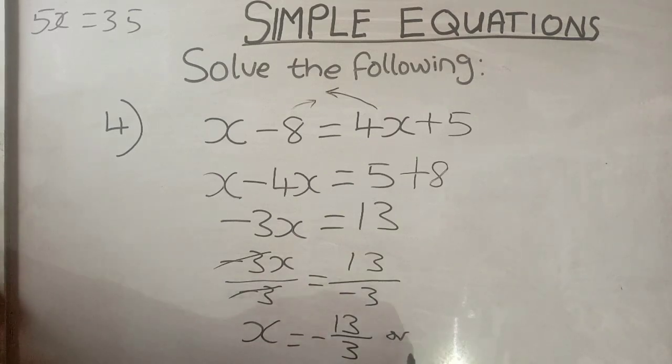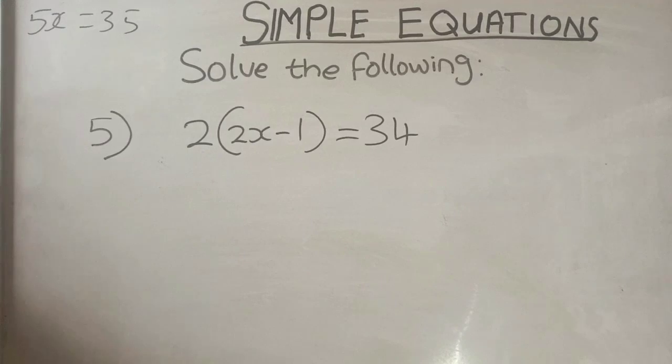Or you change it to a mixed fraction, which is minus 4 whole number 1 over 3, because 4 times 3 is 12, 12 plus 1 is 13 over 3. So this is the answer to the question. I hope this is quite clear. Good. Let's move to the next one.